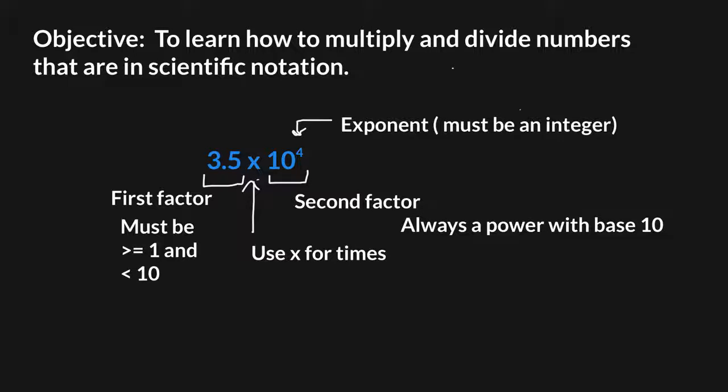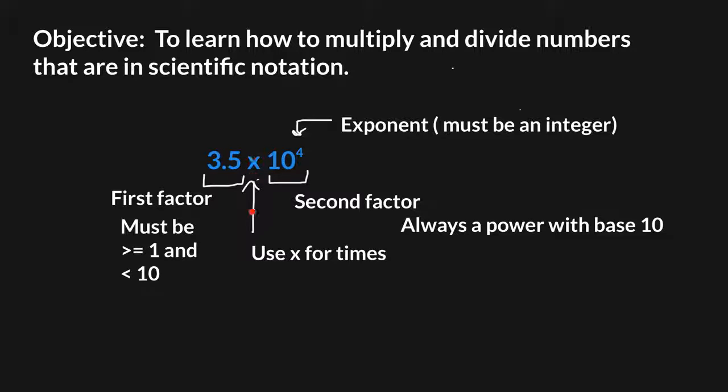Hello, the objective of this video is to learn how to multiply and divide numbers that are in scientific notation. Now, you'll see here that we have a number in scientific notation, and we can tell it's in scientific notation because it has an exponent on a power of 10, and the first factor is between 1 and 10 in value. It's got to be greater than or equal to 1 and less than 10.